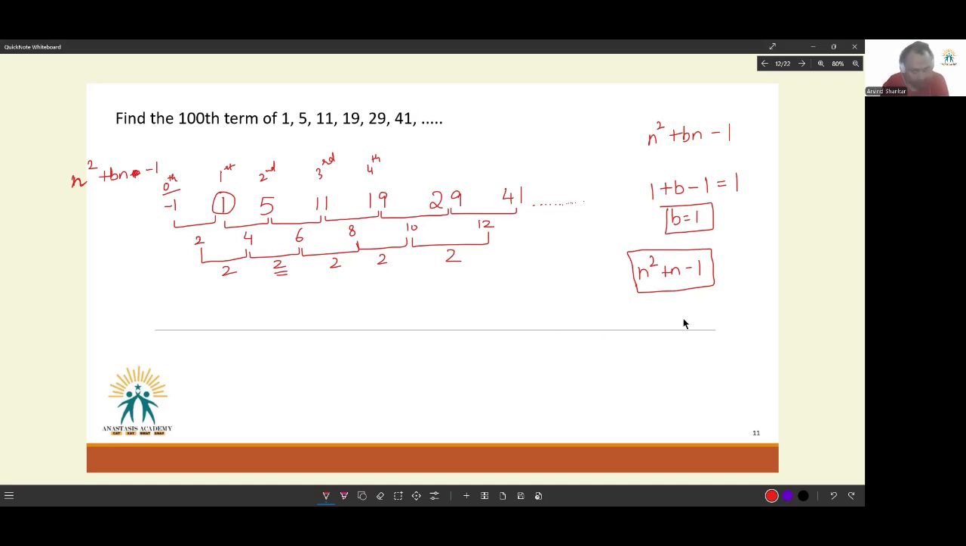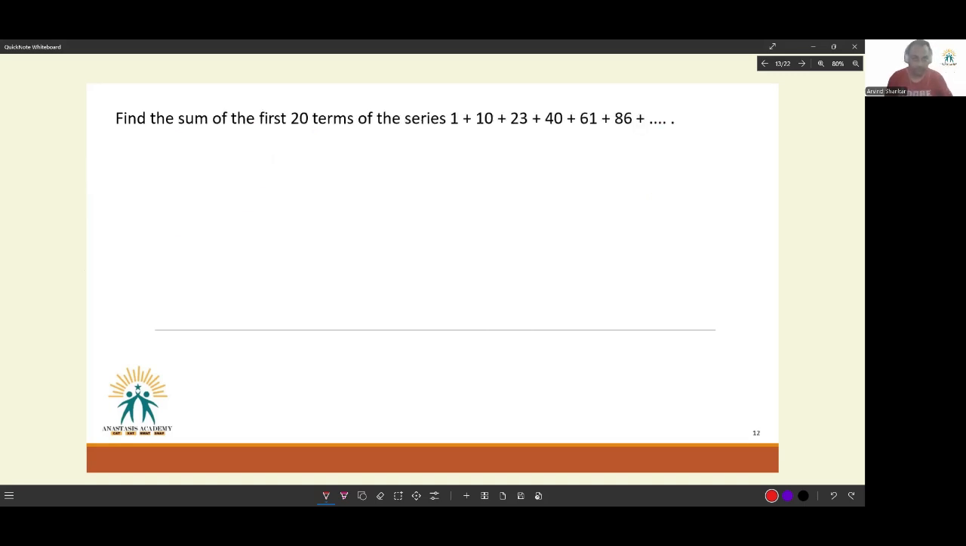But I wanted to go through this long drawn process so that you know this long drawn process will work for any question, will work for any series which has difference of difference constant. Any series which has difference of difference constant, this long drawn process will work everywhere. So now that I know my nth term is given by n square plus n minus 1, I simply need the 100th term. So it will be 100 square plus 100 minus 1, so plus 99. The final answer will be 10099.